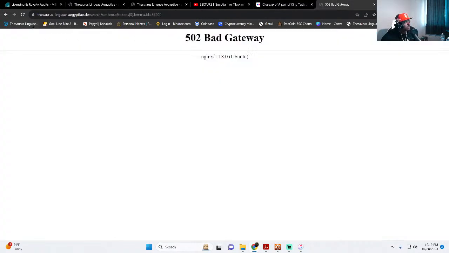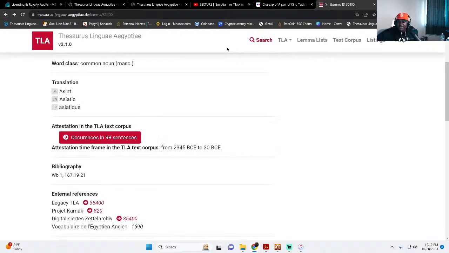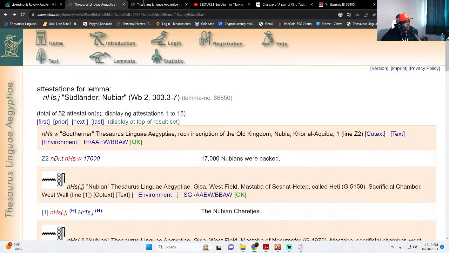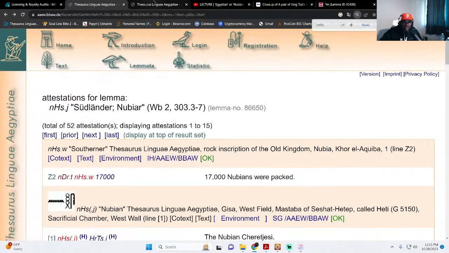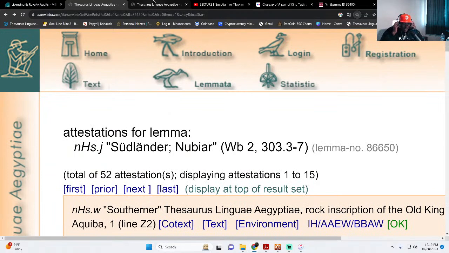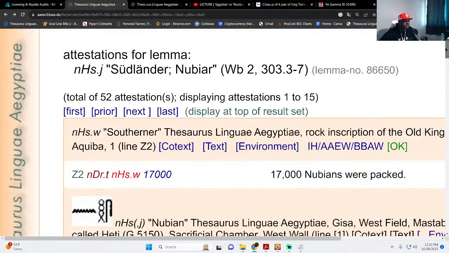So I was pulling this up in the new TLA, but it often gives 502 bad gateways. So I'm just going to go to these same texts in the old TLA, and we'll be fair to everything we look at. I want people to know the most useful parts. The TLA could be useful to you in many ways when doing ancient Egyptian research.